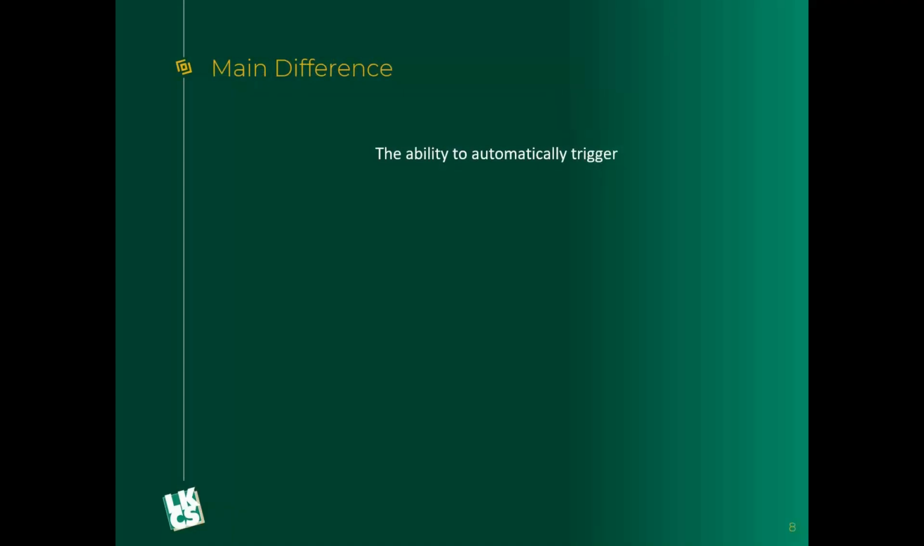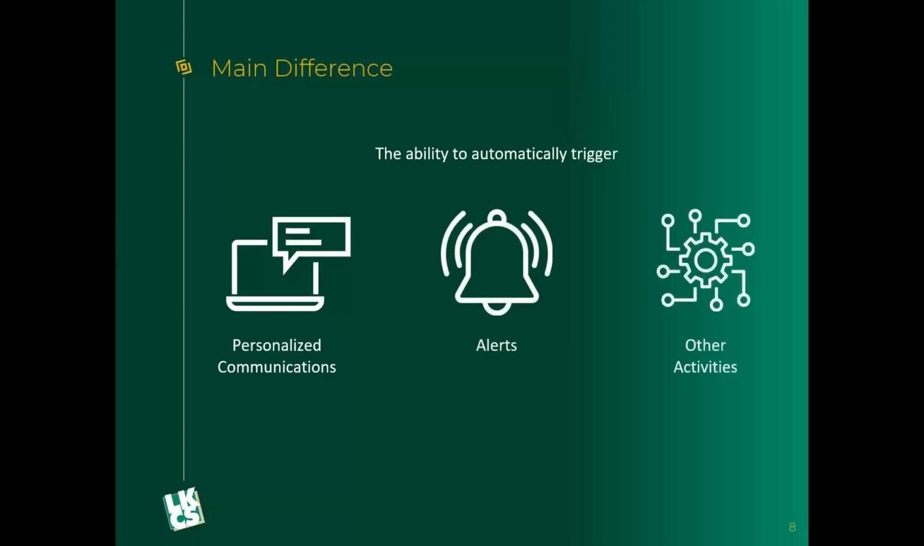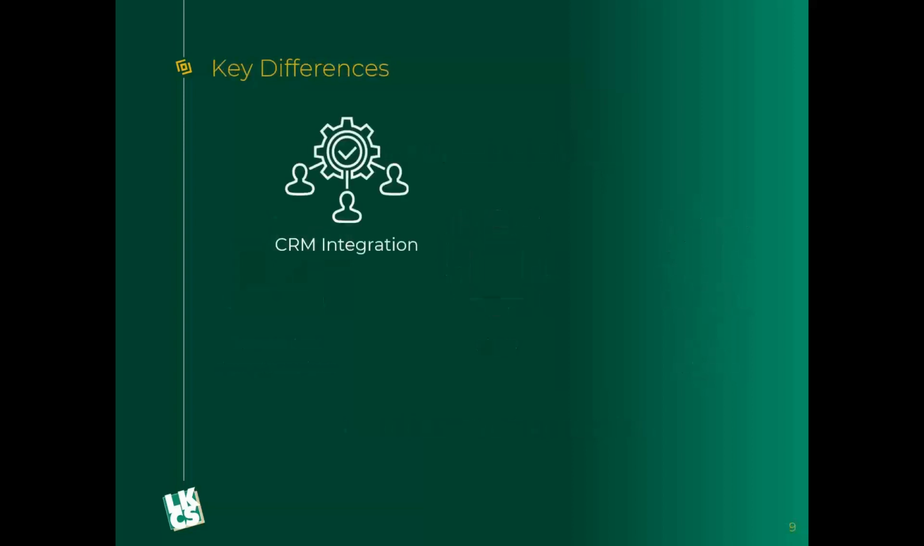The ability to automatically trigger personalized communications, alerts, and other activities based on a contact's actions and behaviors. And there are some other key differences too, like CRM integration. Having the ability to track and record every interaction, know what products and services customers or members are using, and being able to act on that information is a huge benefit.